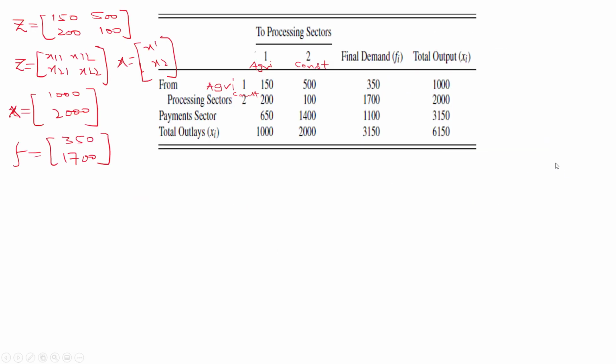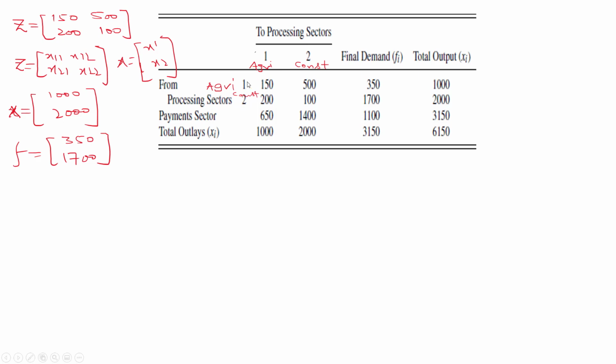In order to extend this further, I am just going to discuss a very simple example. This example I take from the Miller and Blair book, Input-Output Analysis: Foundations and Extensions, second edition. This is just a very basic, hypothetical example of two industries. Let's suppose in an economy we have only two industries. One is agriculture and the second is construction. So this is agriculture and this is construction.